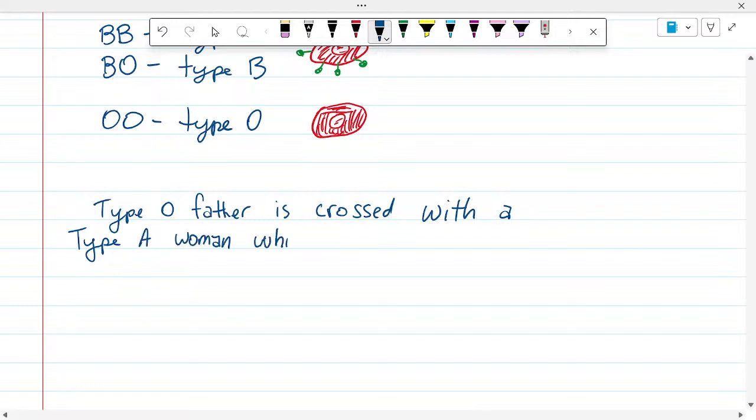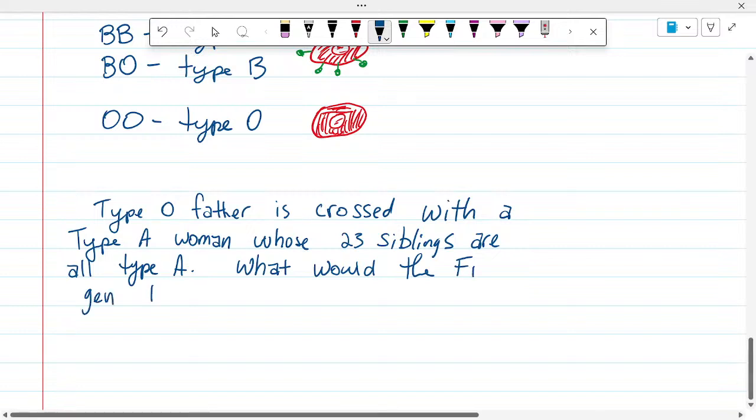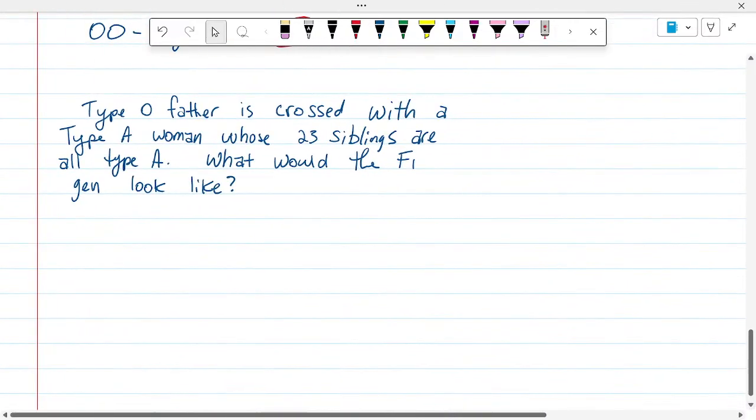whose 23 siblings are all also type A. Yeah, she has 23 siblings, so she's 24 of them. A lot of kids. I'm just going to say, what would the F1 generation look like? No, we're not making 23 kids. That's to give you a hint.